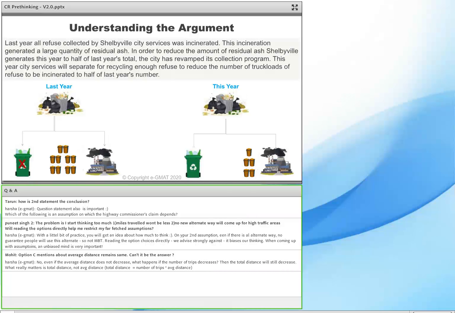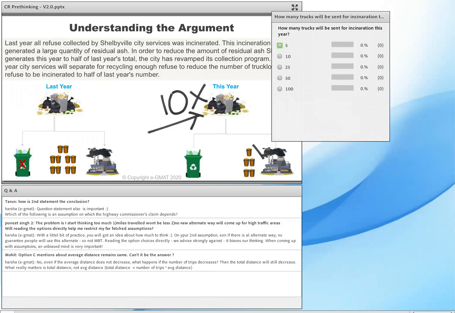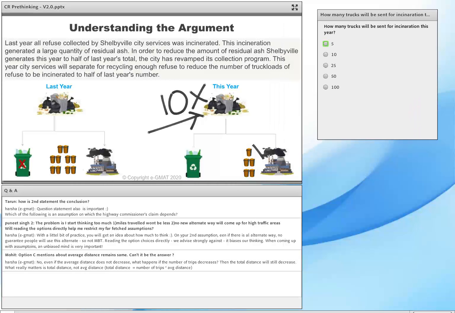is. Okay. Now, instead of collecting the same amount of refuse this year, what if I collect 10x as much refuse? If this year I collect 10 times as much refuse, how many trucks do you think in that case would be sent for incineration? Just visualization. That's kind of visualizing the argument, visualizing the logic, or visualizing the information in the argument.